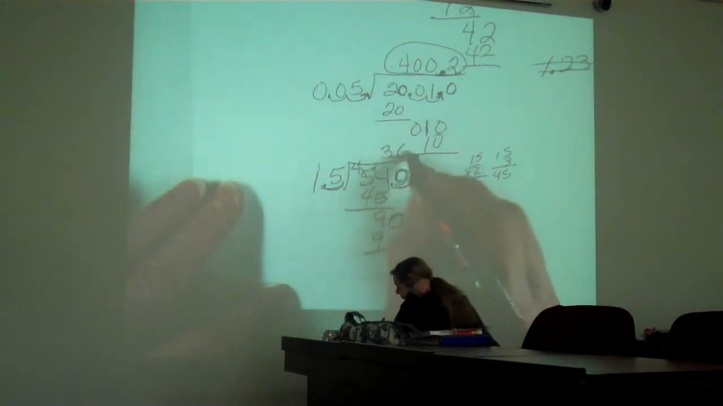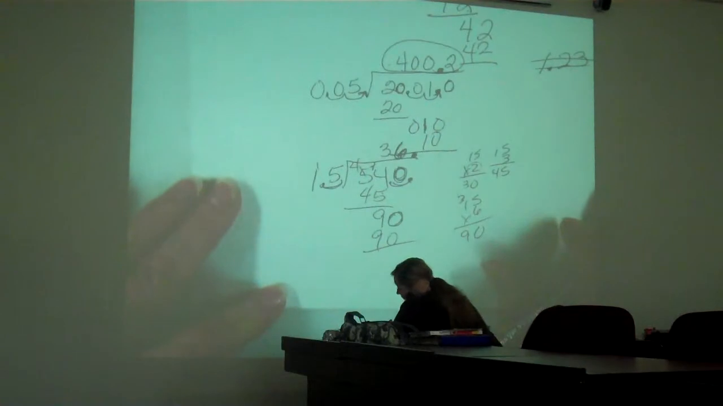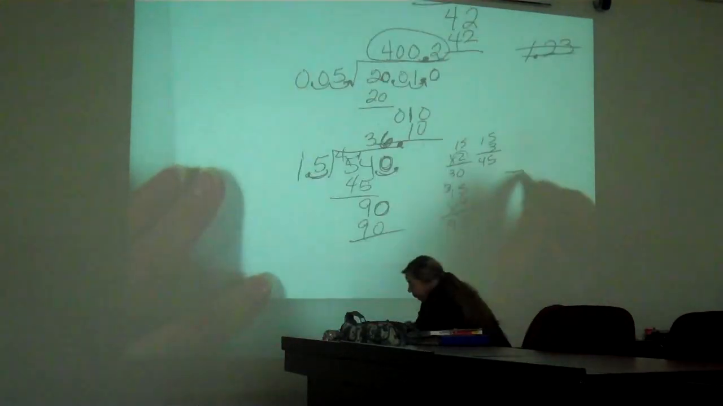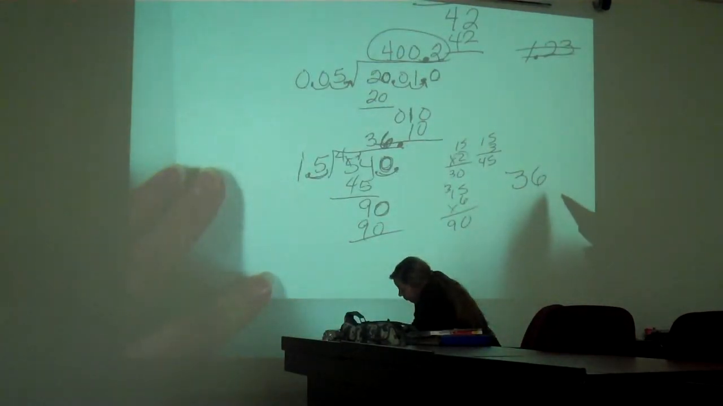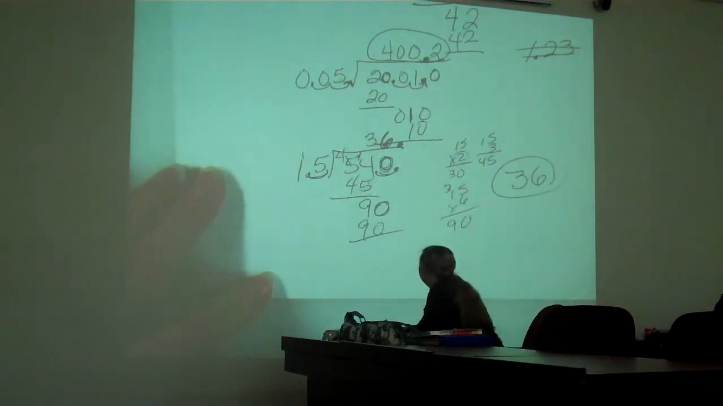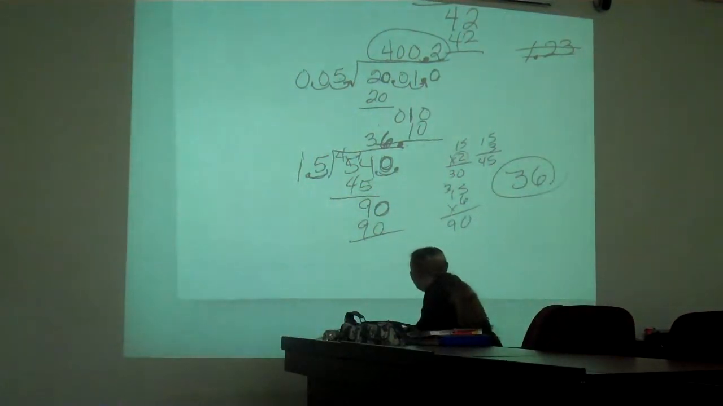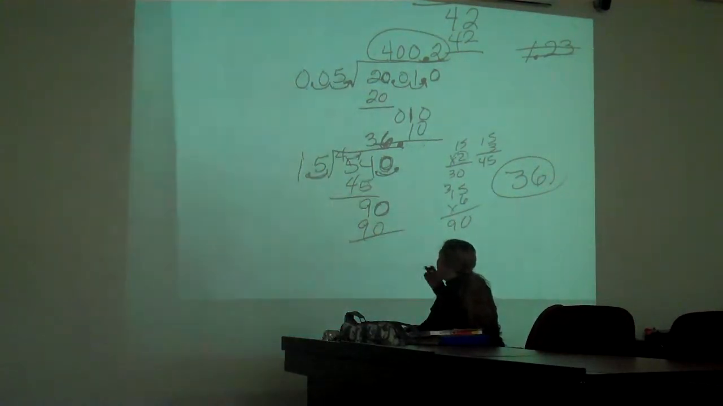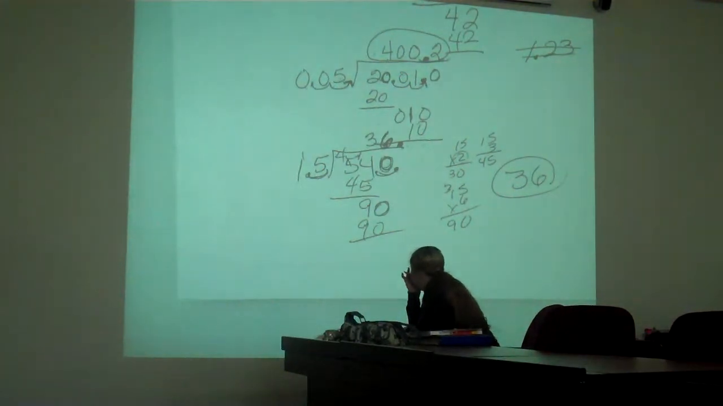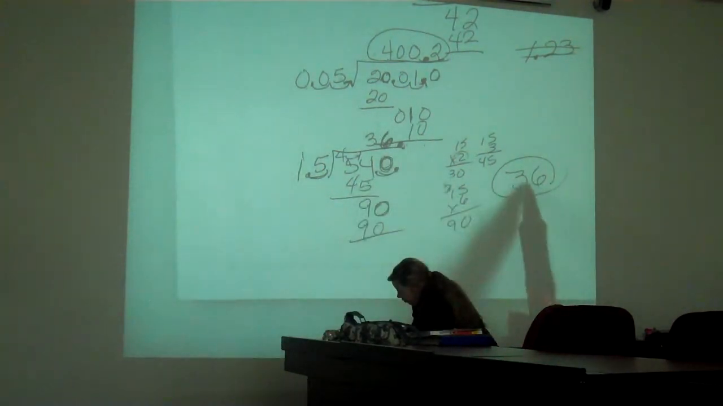Okay? If the point is behind the number and there's nothing following it, we don't need to even write the point in our answer. You don't need to write point 0 or point anything. It's just 36. So when your decimal's at the complete end, it turns into a whole number. Right. If it's at the end, it's the same as just a whole number.